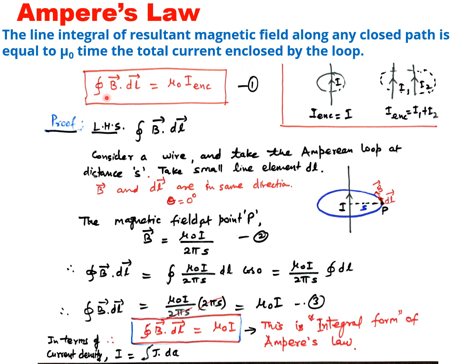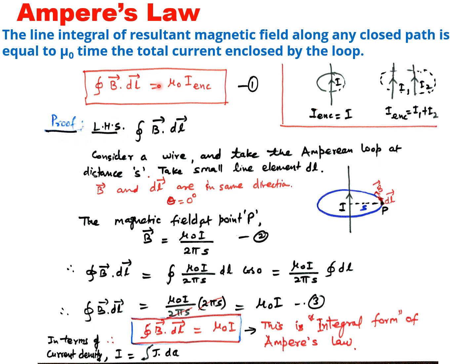Mathematically, the line integral of B dot dl along a closed path equals mu naught times I enclosed. If we have a current carrying wire and an Amperian loop, I enclosed is I in this case. If we have two current elements, I1 and I2, the total I enclosed inside this loop is I1 plus I2, and if one current is going in the other direction, then we write I1 minus I2.